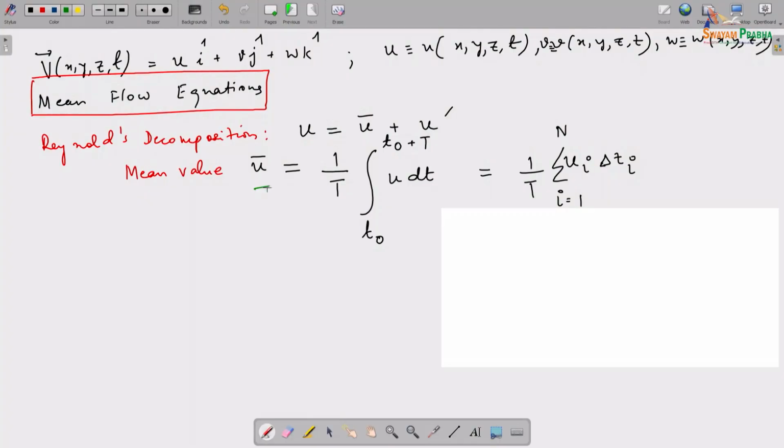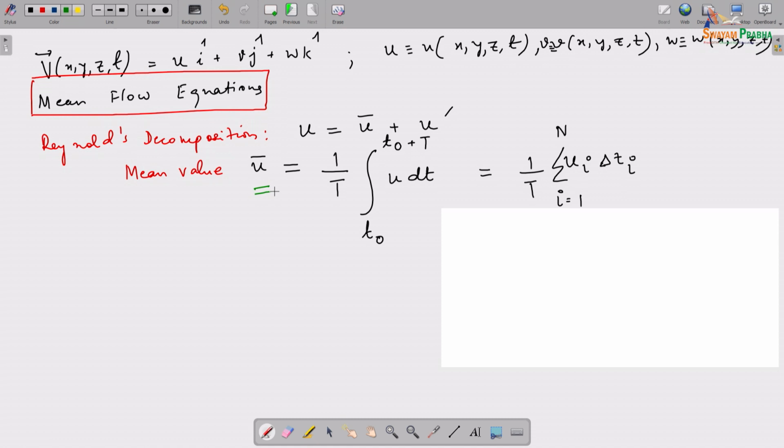I have a flow, and I'm looking at the x component of the velocity. I take a time interval, I discretize it over small instances of time, and over each of those times I take the velocities. I just do that, and then I take an average of that. So this mean value that I'm talking about is just that. This is what we essentially do.